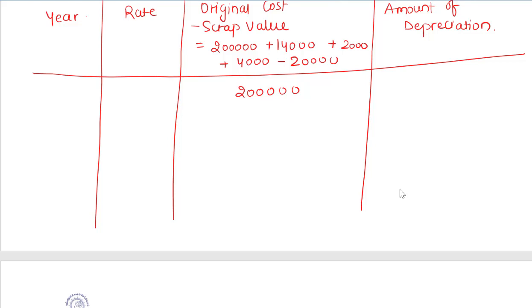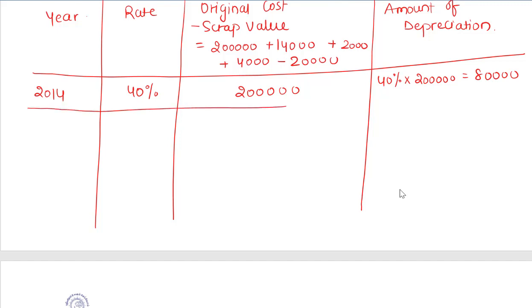Let us calculate for 2014 now. The year is 2014. The rate of depreciation for the first year is 40%. Original cost minus scrap value is 2 lakh. The amount of depreciation is 40% of 2 lakh, which is 80,000. I believe it is fine.